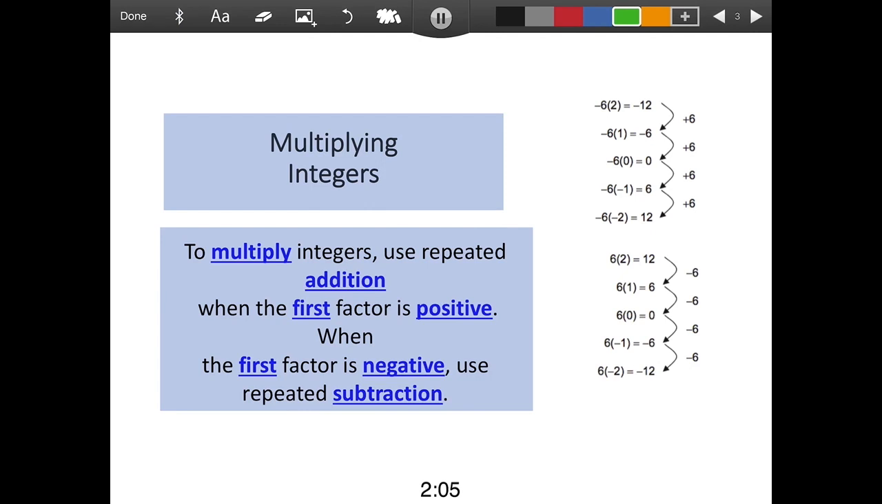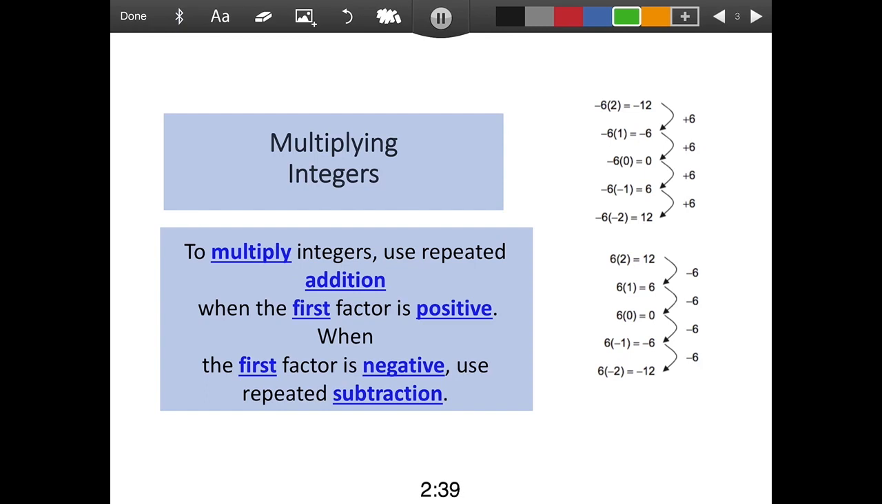So multiplying integers. To multiply integers, or multiplying in general, remember that multiplying is repeated addition when the first factor is positive. When the first factor is negative, we're going to use repeated subtraction. So look at the two examples over here on the side. These two are just showing the patterns that we're using when we multiply.